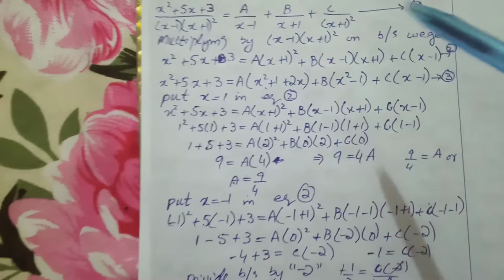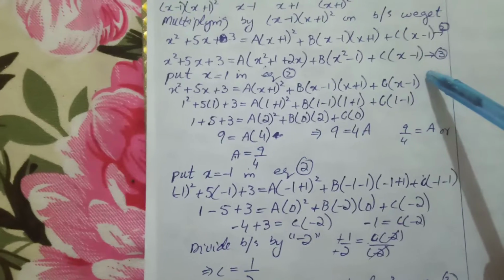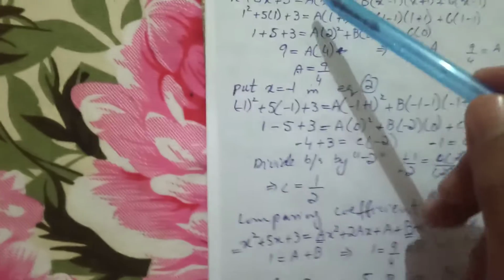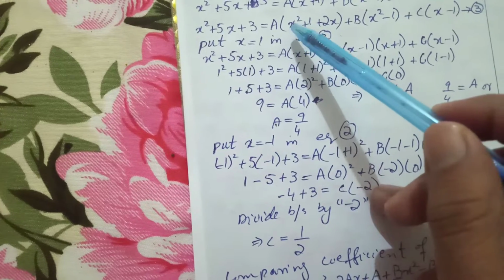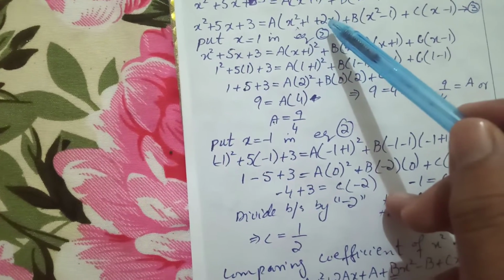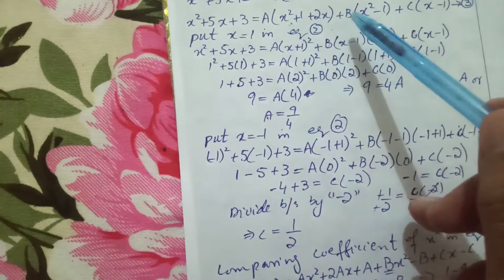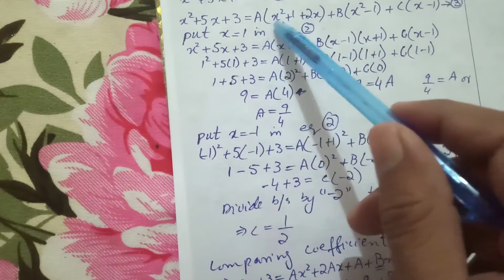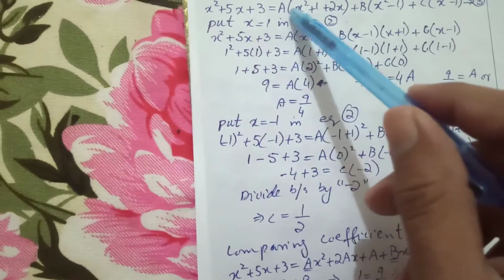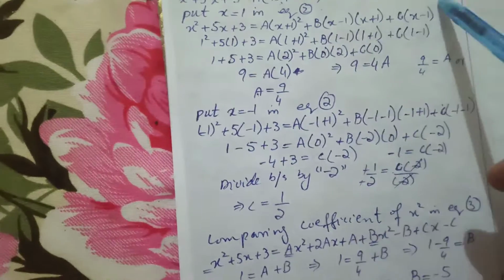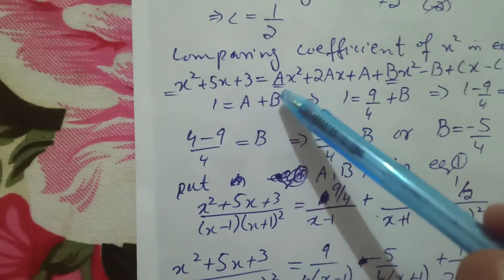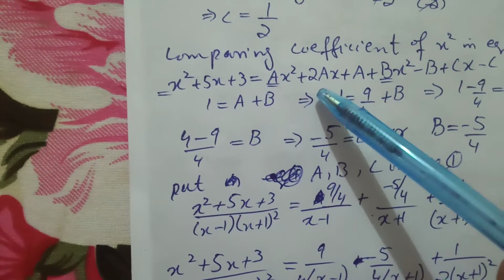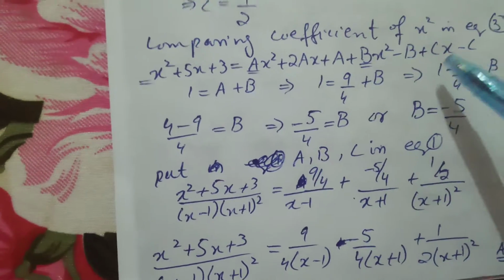For the value of b, we can pick this equation 3. This is actually x square plus 5x plus 3, and multiply a. So it will become ax square plus 2ax plus a plus bx square minus b. Like multiply this a to the whole side. So this equation 3 will become like this: x square plus 5x plus 3 is equal to ax square plus 2ax plus a plus bx square minus b plus cx minus c.